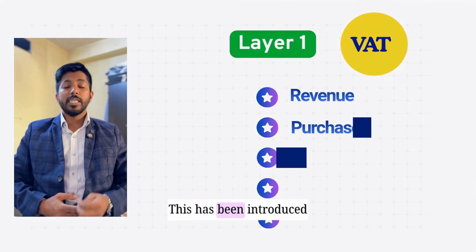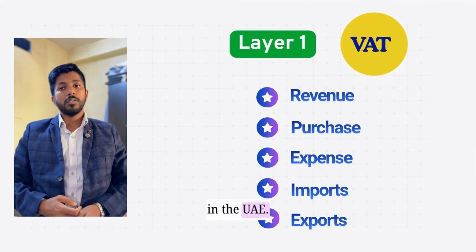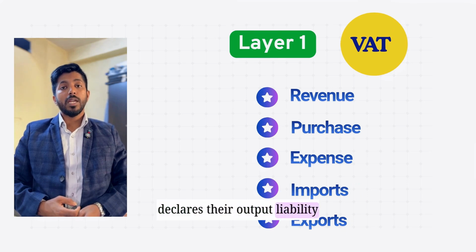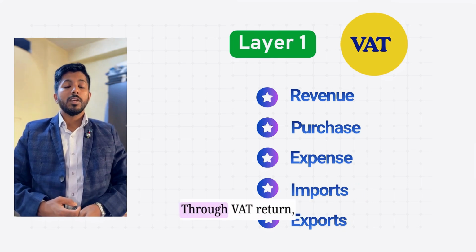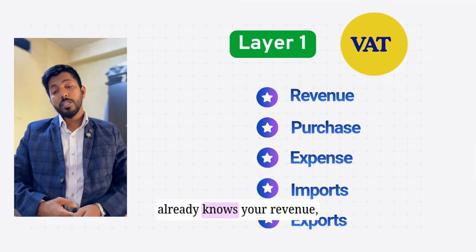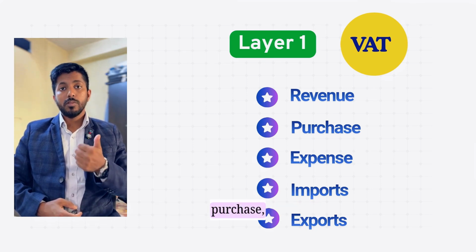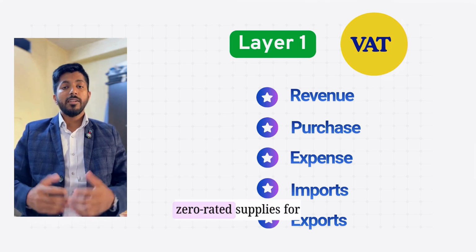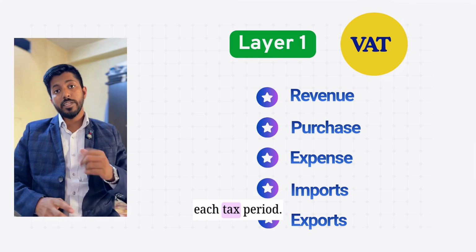VAT. This was introduced in 2018 in the UAE. Every registered business submits its VAT return and declares its output liability and input claim. Through the VAT return, the FTA already knows your revenue, purchase, import figures, export figures, and zero-rated supplies for each tax period.